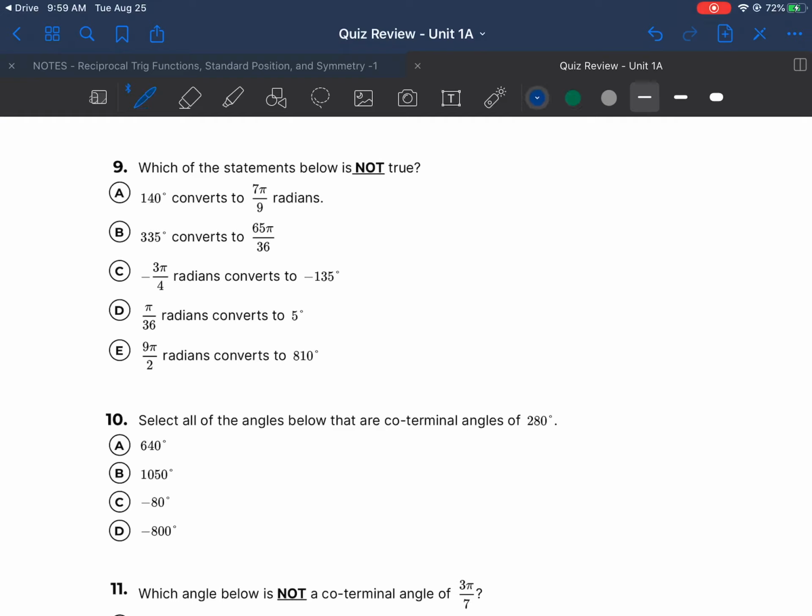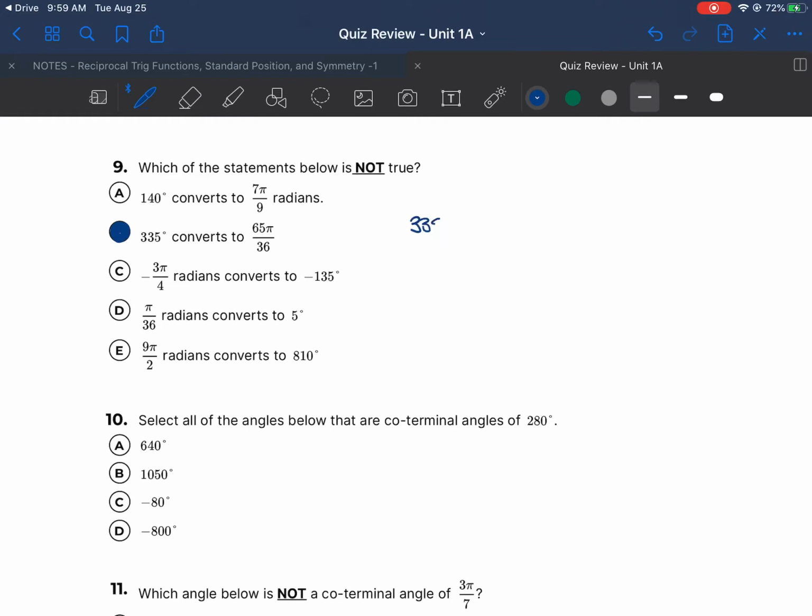In problem 9, which of the statements below is not true? So 140 degrees converts to 7 pi over 9 radians. 335 degrees converts to 65 pi over 36 radians, so on and so forth. Just to save us a little bit of time and so that this video isn't excessively long, I'm going to go ahead and tell you that B is the not true conversion, and let's see why B is not true.